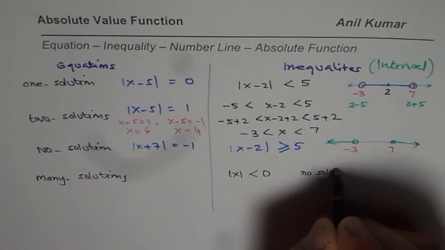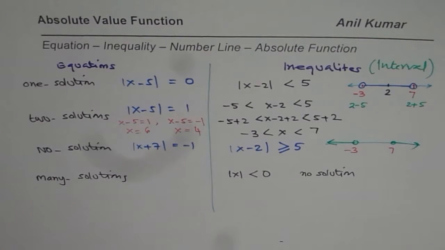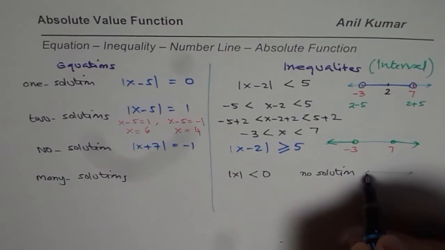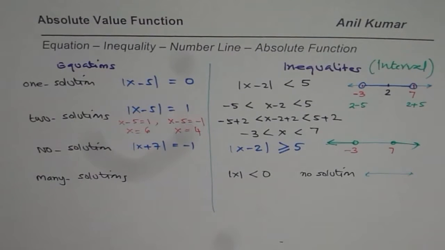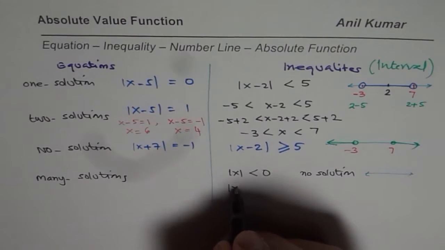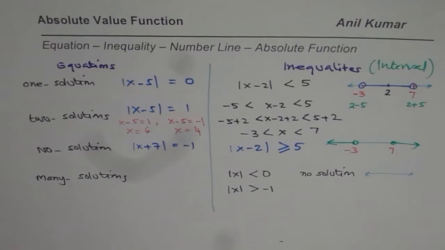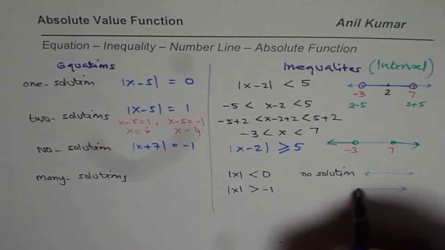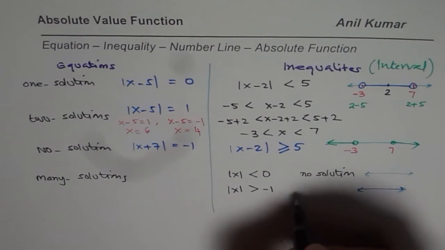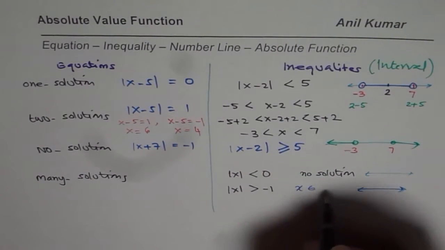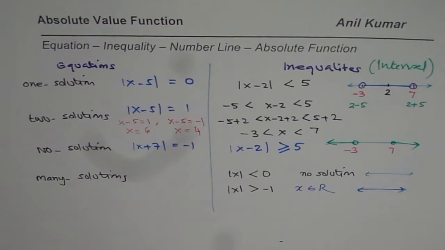No solution. So at times for an inequality you could have no solution, and on a number line it'll be kind of a blank line. Or if I write |x| greater than -1, in that case all real numbers become the solution, since the absolute value is always positive, and therefore greater than -1. So you get many solutions for this case also, right? That is how you could get more solutions or fewer solutions for such an equation.